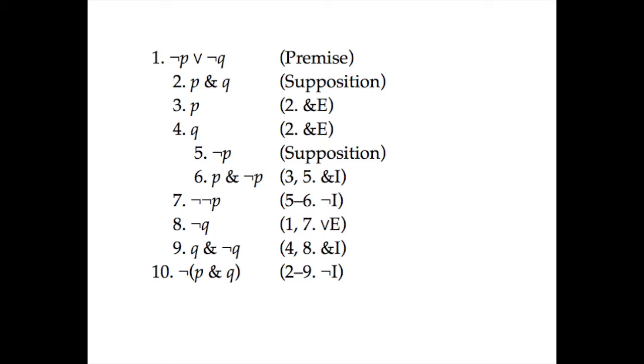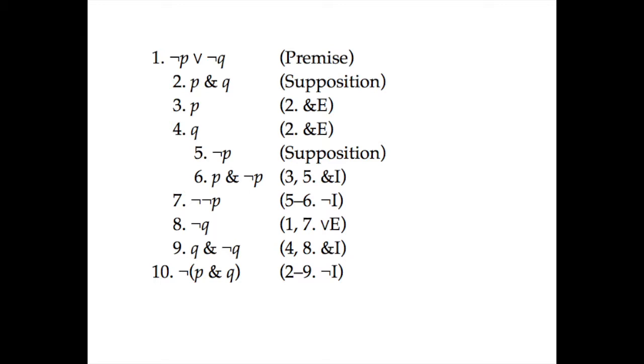All right, not P is a negation. So on line 5, I'm just going to assume the opposite of that. I'm going to assume not P. And now you can see immediately line 3 and line 5 contradict each other. So line 6 says P and not P. That comes from 3 and 5 by and introduction. That statement is a contradiction. So the supposition on line 5 must be false. So line 7 says not P. That comes from lines 5 through 6 by not introduction.